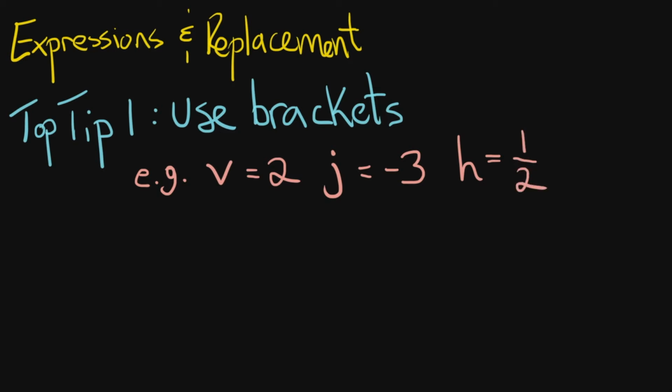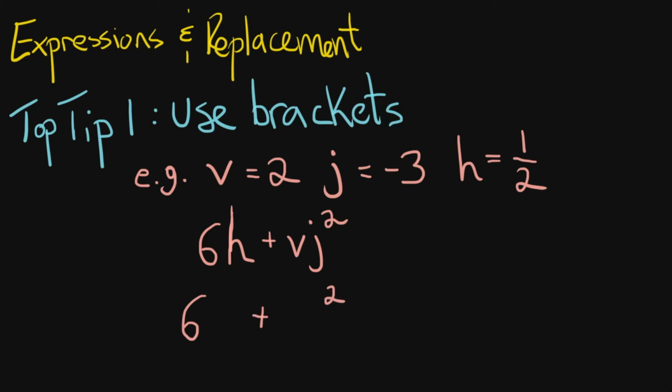Okay, so here's our actual question. Let's say we had to go and replace this expression. So let's just say we had something like this: 6H plus VJ squared. There's our question. When I say use brackets, this is what I mean. So I put my 6 here, and I have my plus here, and my little square.